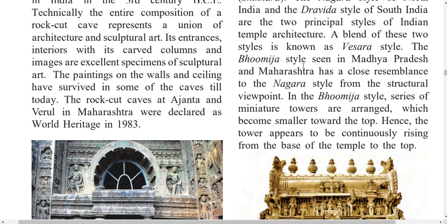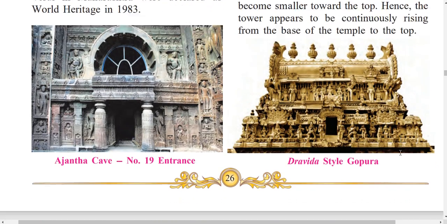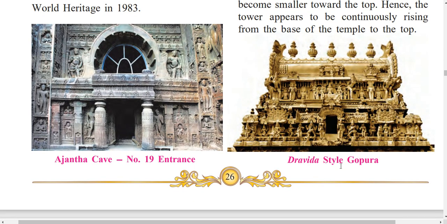The Bhumija style seen in Madhya Pradesh and Maharashtra has a close resemblance to the Nagara style from the structural viewpoint. In the Bhumija style, a series of miniature towers are arranged, which become smaller toward the top. Hence, the tower appears to be continuously rising from the base of the temple to the top. Dravida style, Gopura.